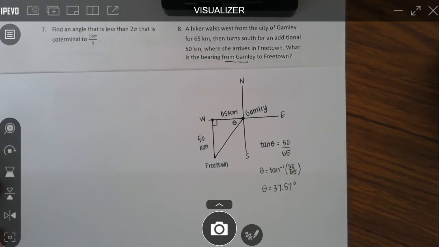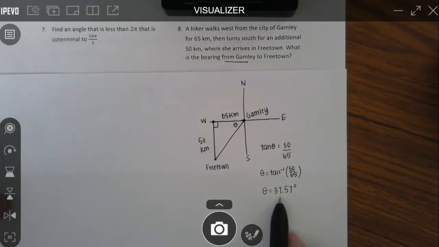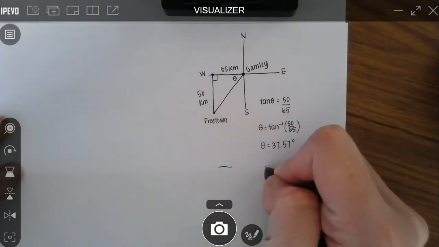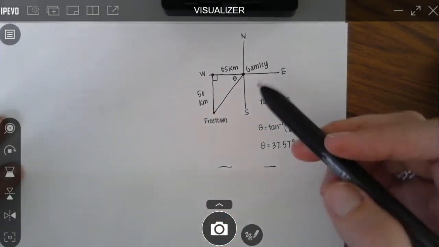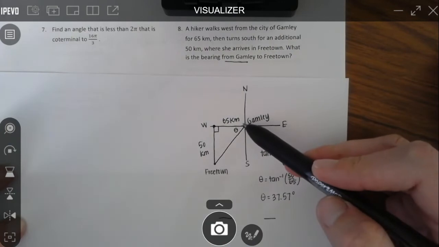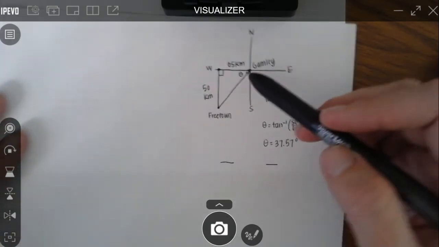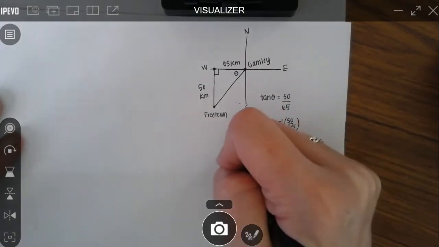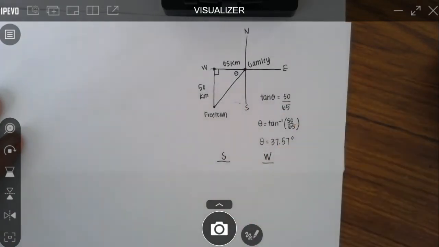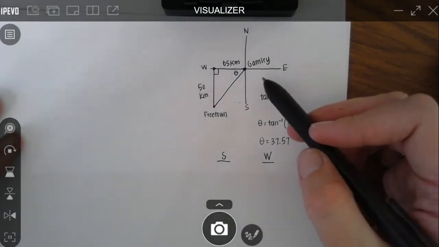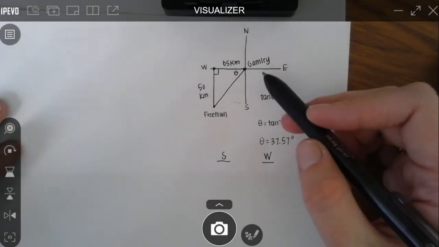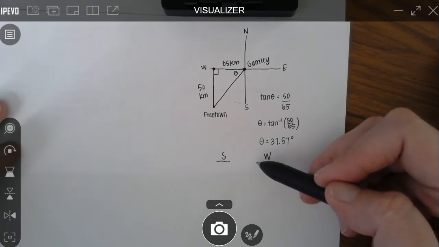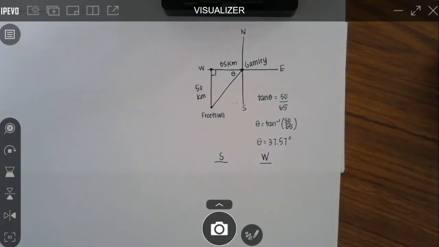So I have to figure out now, is that the angle that I want to use and what is the direction? So here's my direction. And if I'm going from Gamley to Freetown, that would mean that I would have to go south and then west. So I'm looking for an angle southwest. But remember that when you're looking at a bearing angle, the bearing angle always has to be made from the north or the south line.